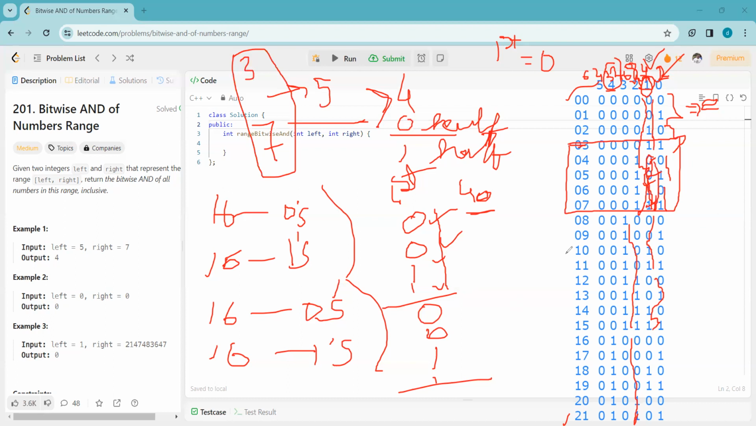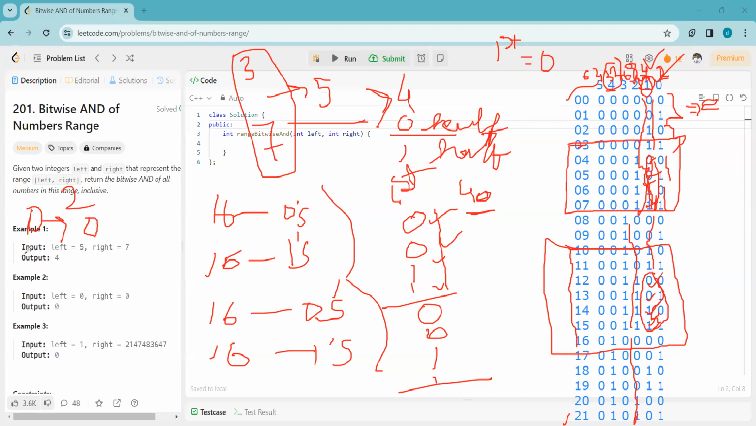Again, if we take any range greater than 4, suppose from 10 to 17, then for the first bit position we can see the repetition: two zeros, two ones. That means the pattern is repeated. So can we say for the 0th bit, if the range is greater than 2, we will always have the bitwise AND as 0.